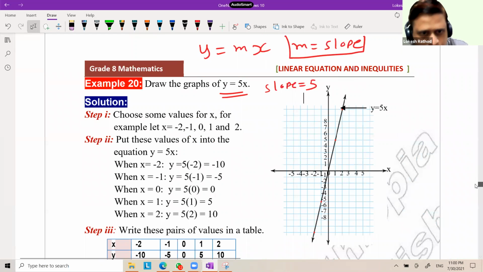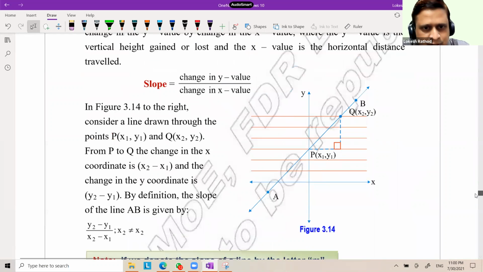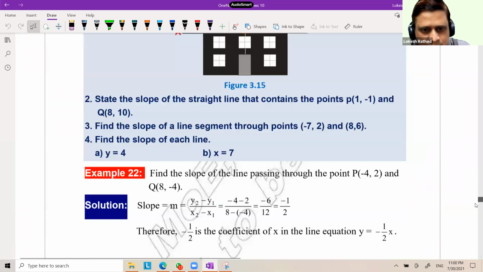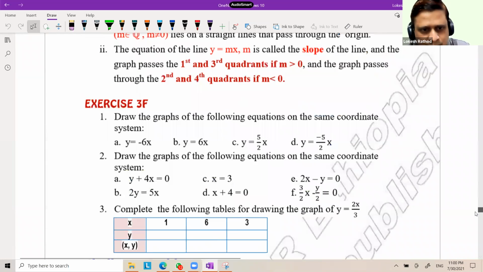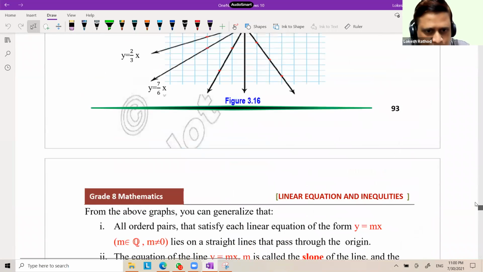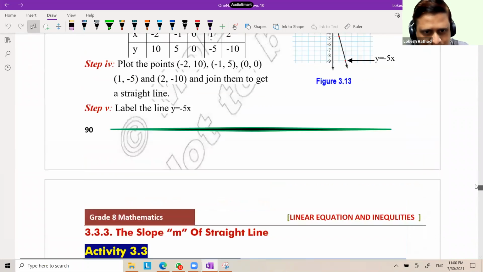Now, how much has been left? Just a minute. Something about slope is left. That we'll discuss again. So I think a small topic is left. Can we do this in the next lecture?